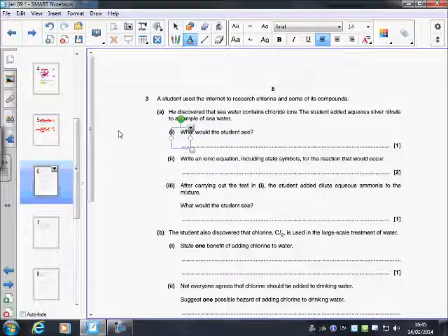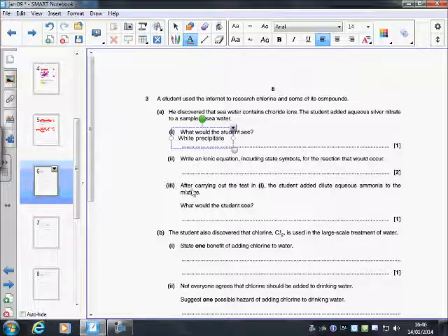A student used the internet to research chlorine and some of its compounds. He discovered that seawater contains chloride ions. The student added aqueous silver nitrate to a sample of seawater. So for question 3a, what would the student see for a mark? So we know from the laboratory experiments with silver nitrate and halides that we have chloride ions. We should get a white precipitate. And if you put white precipitate or white solid, you would get the mark as well.